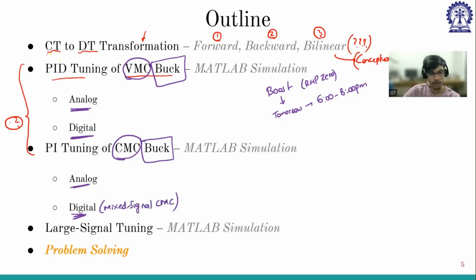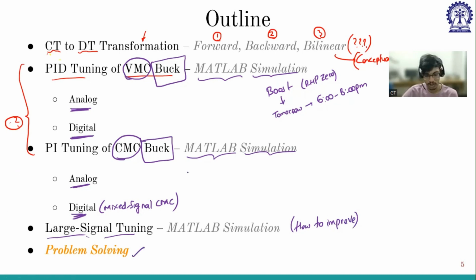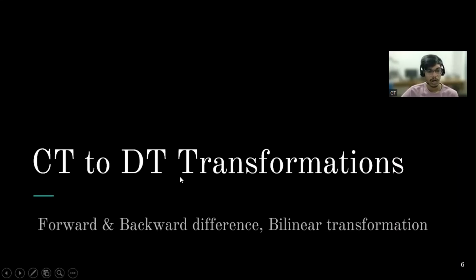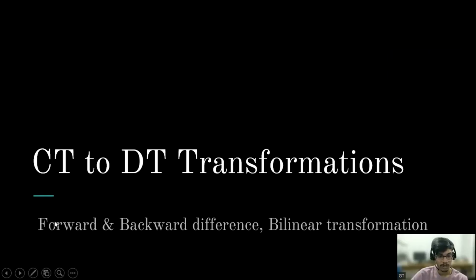Then, if you want, I can show some MATLAB simulation depending on the time left. Then we'll go into the large signal tuning and how to actually improve the transient response, all these things we can discuss. If time permits, we can solve a few problems. Again, these problems will be from the concepts that we have discussed today. So coming to our first topic, which is continuous time to discrete time transformation, not transfer function, sorry.